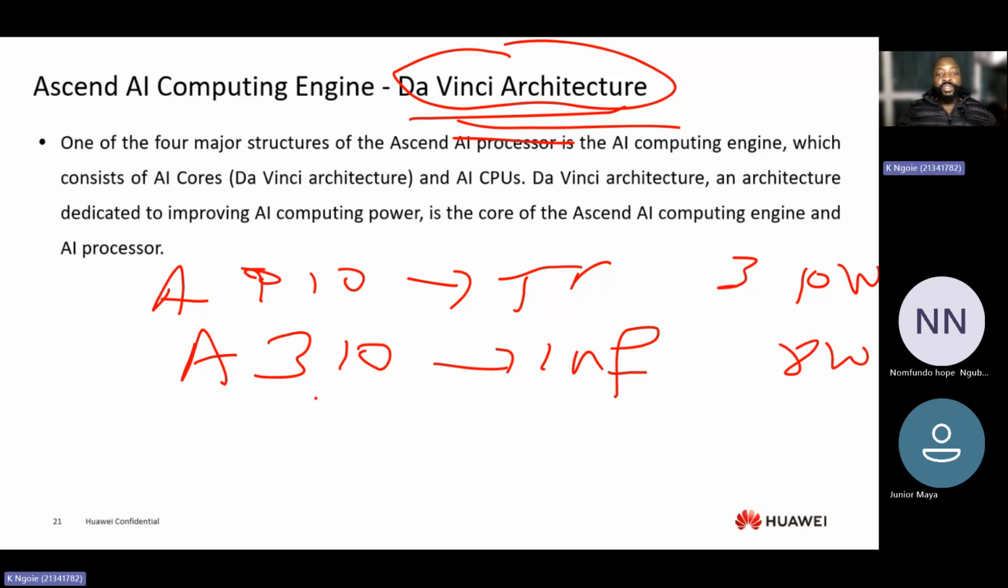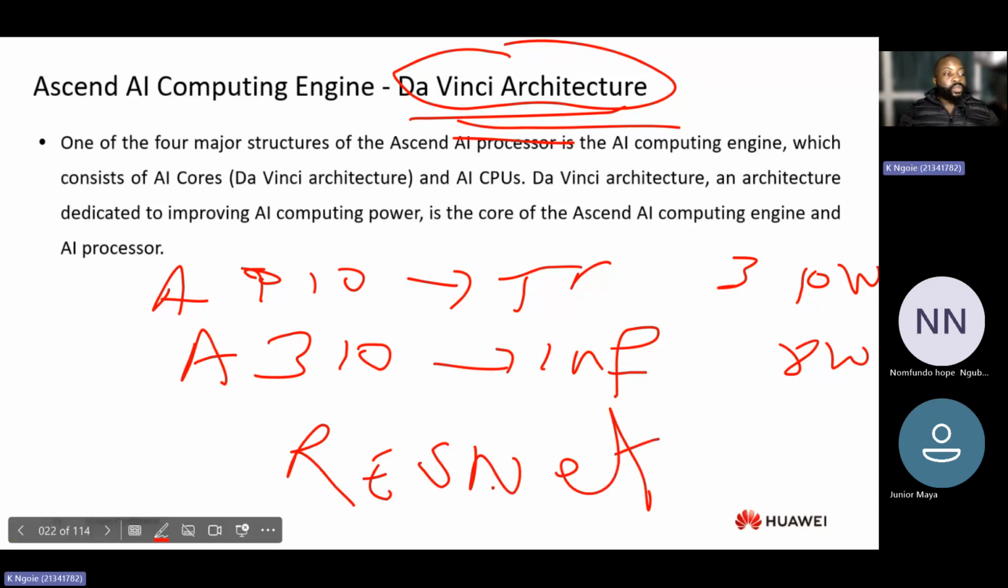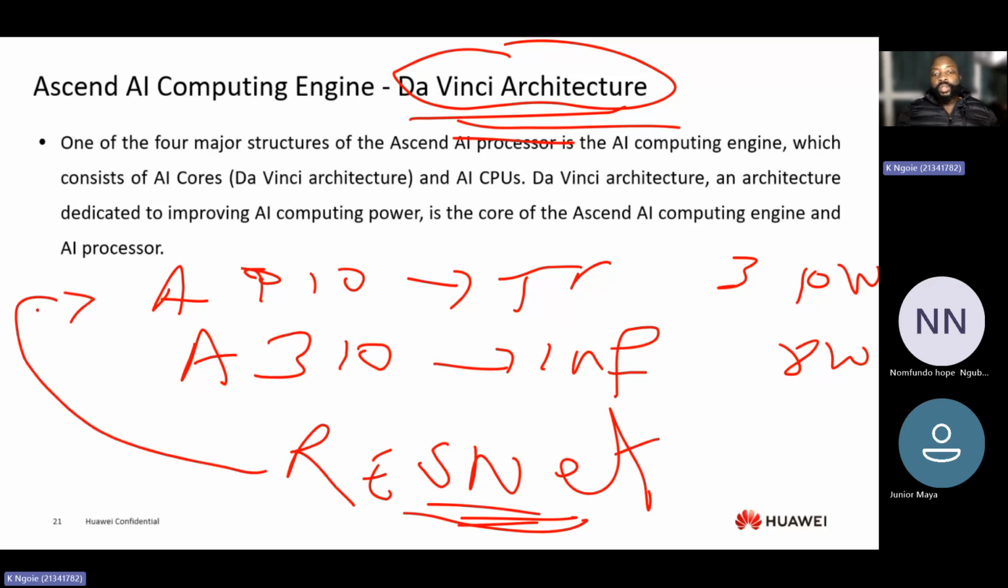The 310, you will find in things like your smart cameras, your Internet of Things devices, all those small devices for inference. And the 910, you find in large training models, such as ResNet. So in these training models, you're going to find the Ascend 910.